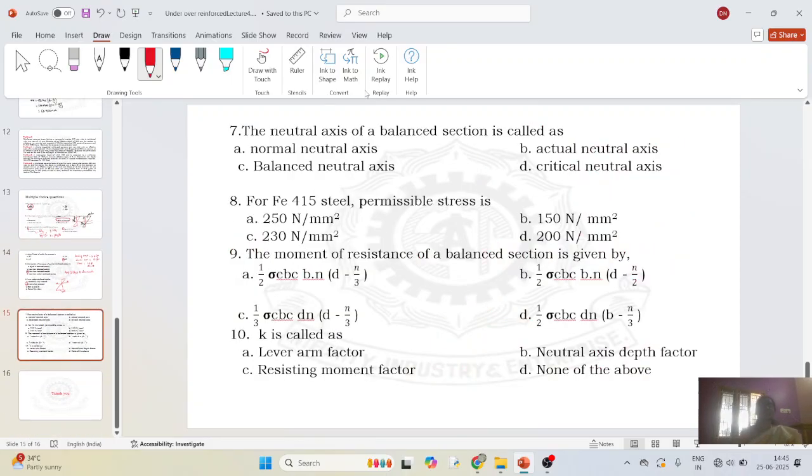The next one, 7th question. The neutral axis of a balanced section is called the actual neutral axis for the balanced section. In the balanced section, both materials, steel and concrete, reach their permissible values simultaneously. So this neutral axis we call the critical neutral axis.